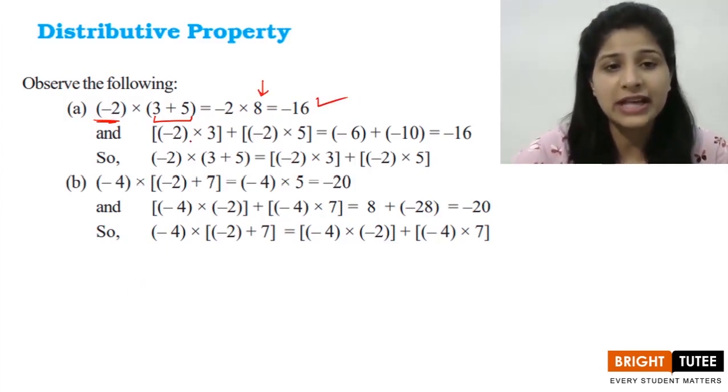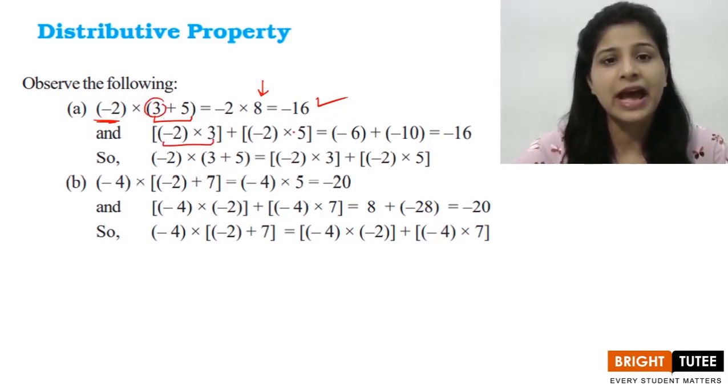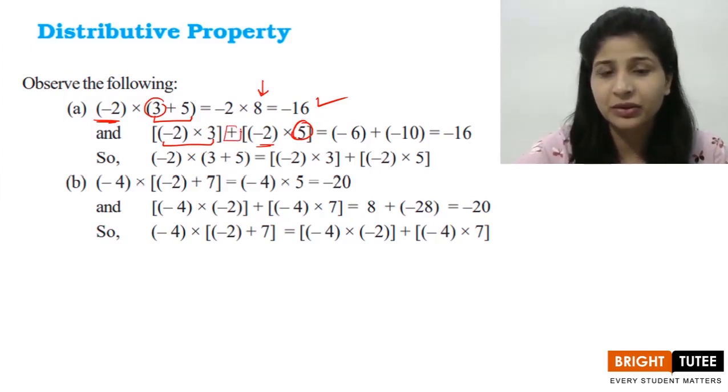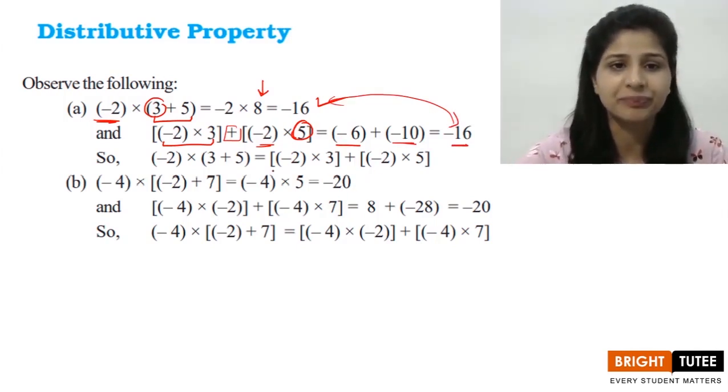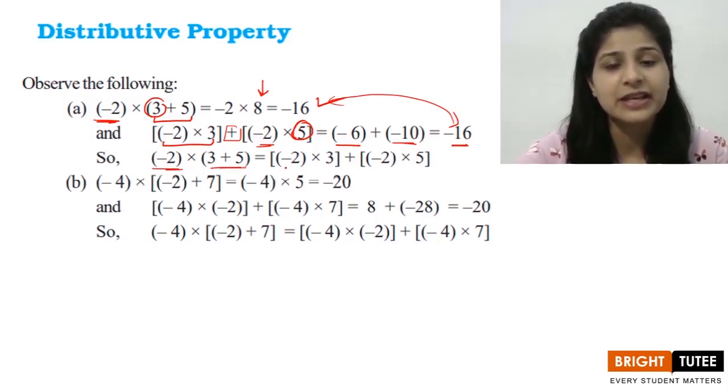Now what is happening in the second case? We have multiplied minus 2 with 3, that means the first integer also with minus 2 and the second integer also with minus 2. And if we are adding them, okay, what is happening? Minus 2 into 3 is minus 6, then minus 2 into 5 is minus 10 and the answer is minus 16. Are they both same? Yes, they are same. So, can we say minus 2 into 3 plus 5 is minus 2 into 3 plus minus 2 into 5.